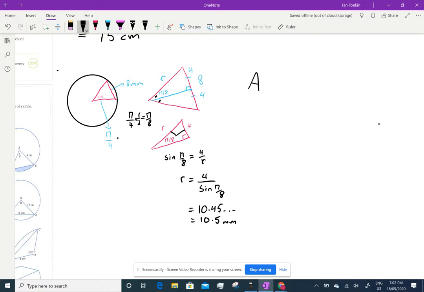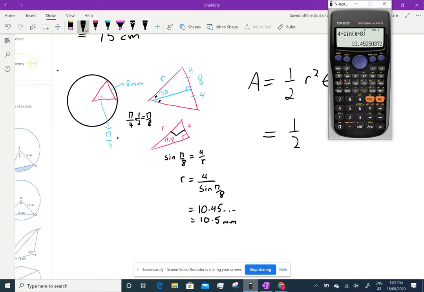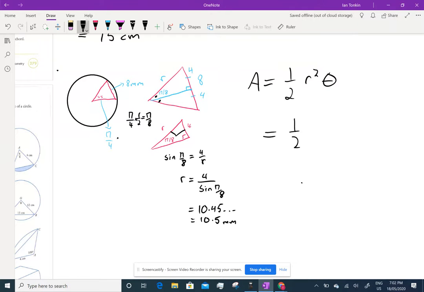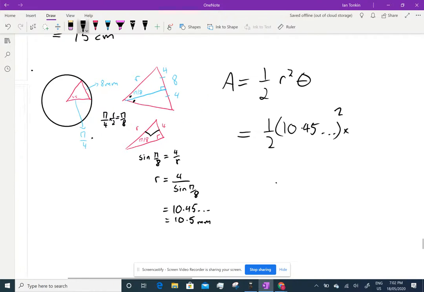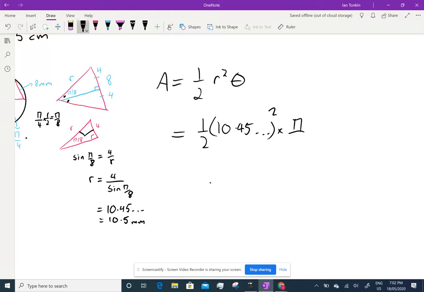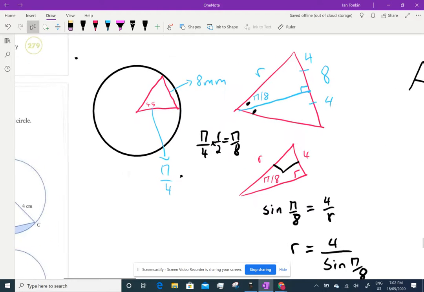The area of the sector is a half r squared theta. So it's a half. Now, I've got that answer in my calculator, so I'm going to use that as my answer. I'm not going to use the 10.5. I'm going to use that answer in my calculator, but I'm going to write 10.45... all squared times, and the angle is pi on 4, the angle of this sector of this circle.